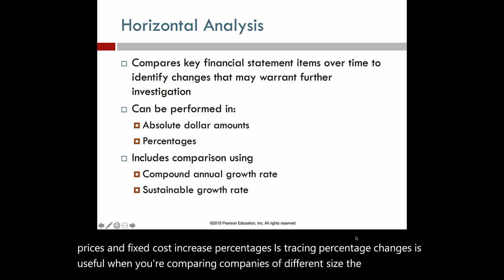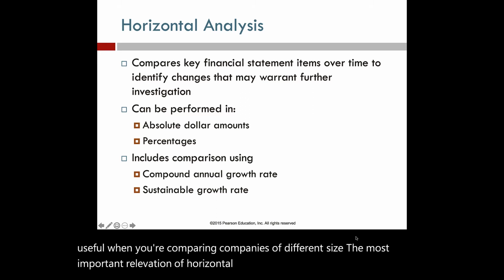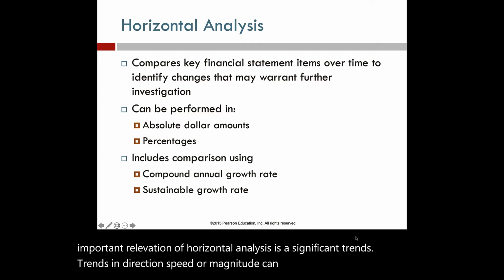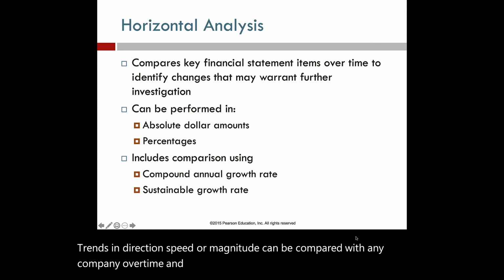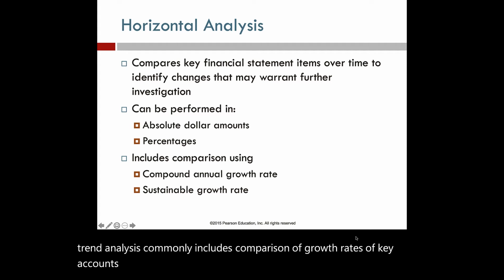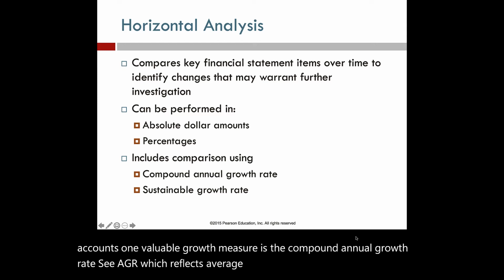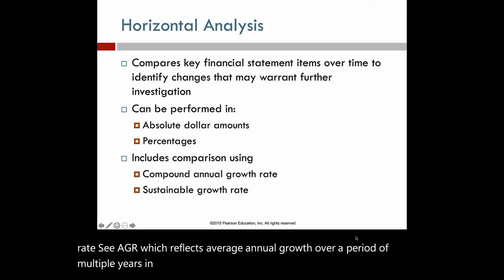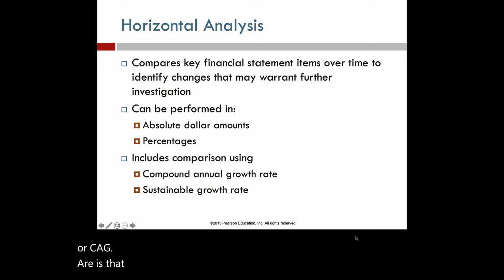The most important revelation of horizontal analysis is a significant trend. Trends in direction, speed, or magnitude can be compared within a company over time and with similar companies or with industry averages. So trend analysis commonly includes comparison of growth rates of key accounts. One valuable growth measure is the compound annual growth rate, CAGR, which reflects average annual growth over a period of multiple years. An advantage of using CAGR is that it smooths the year-to-year volatility of annual growth rates, reducing the noise in the analysis.